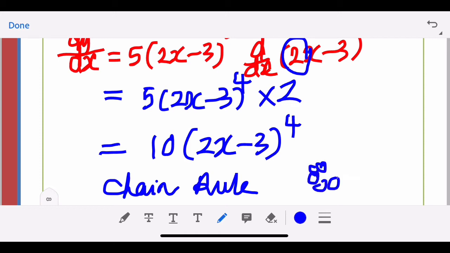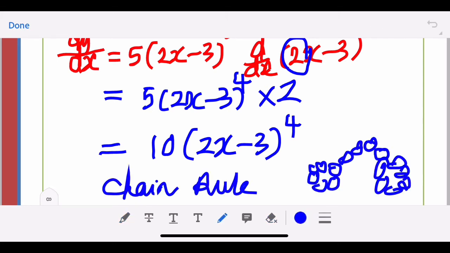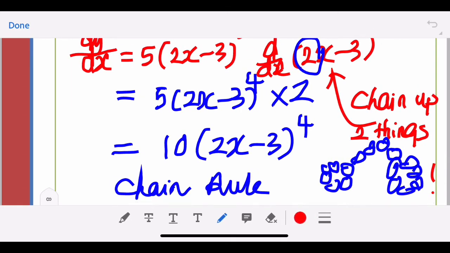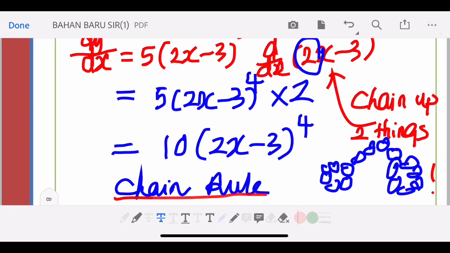Don't multiply the 10 into the bracket, alright? So for chain rule, always remember you change up something, there are always two things. You copy the first one, then you have to differentiate the rectangle. There are always two rectangles you need to consider. Don't forget the second rectangle, you need to differentiate. So that is chain rule. For chain rule, there are two things, two rectangles, remember. Don't forget the second rectangle, you have to differentiate.